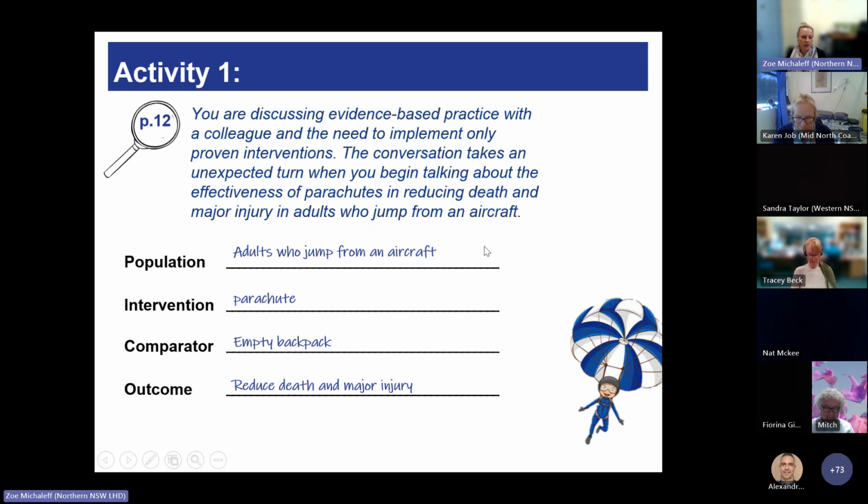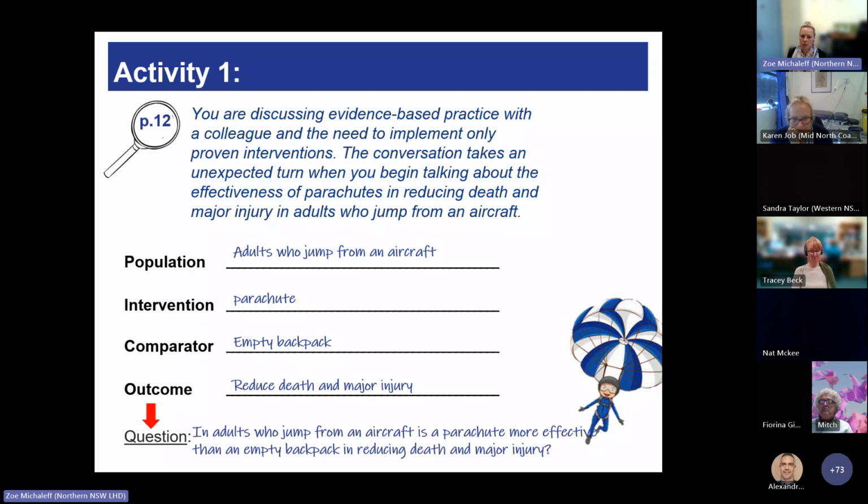So now that we've identified the relevant elements of the PICCO framework for a question on treatment effectiveness, we convert that into an answerable clinical question. And so the question might read something like, in adults who jump from an aircraft, is a parachute more effective than an empty backpack in reducing death and major injury? Question mark, because we're asking a question, don't forget that question mark.